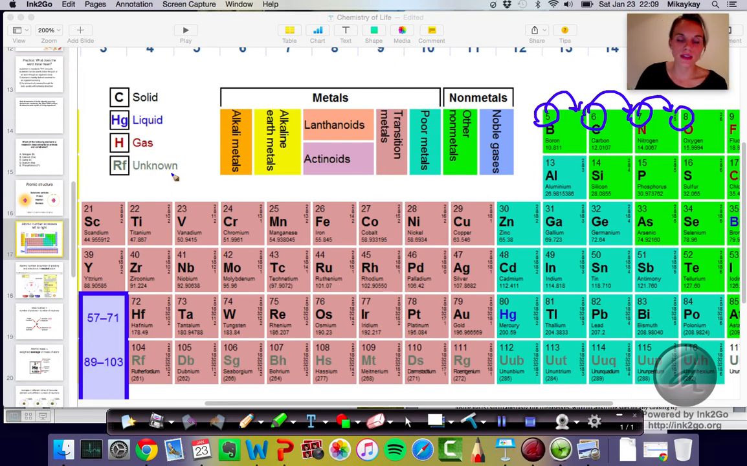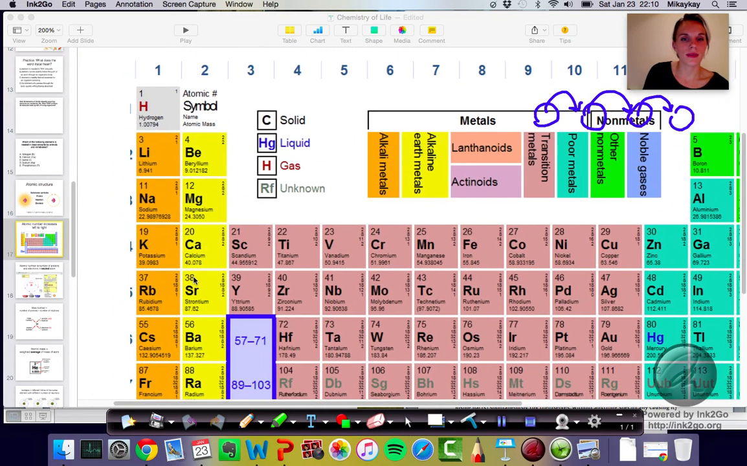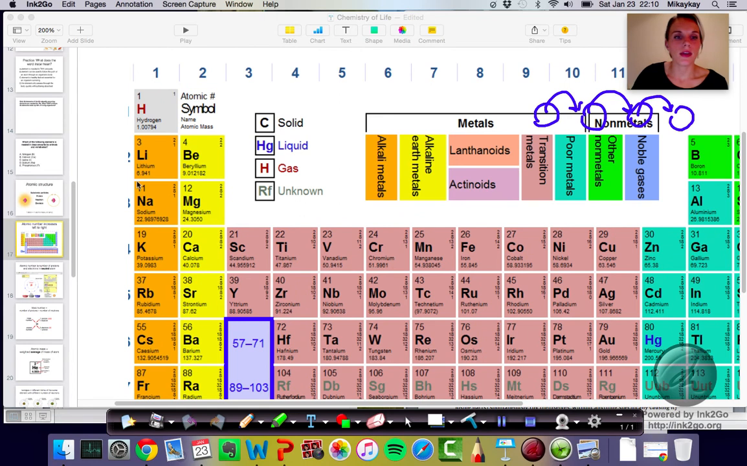If we go to the next row over, I don't know if I can actually move here very easily, we see it increase as well by 1. So atomic number increases by 1 as you move from left to right of the table, and then you go to the next row and it still keeps increasing.